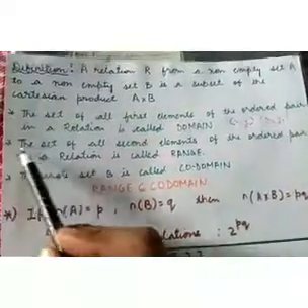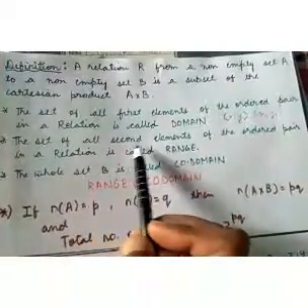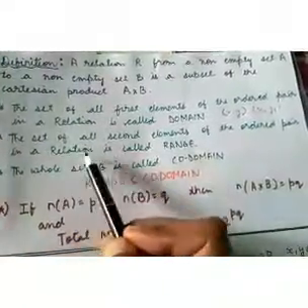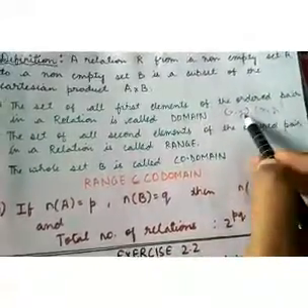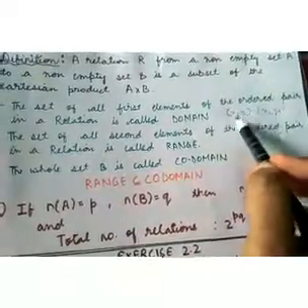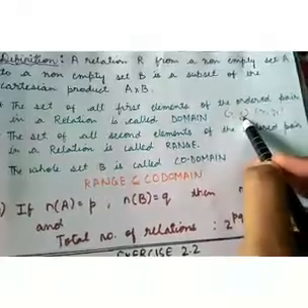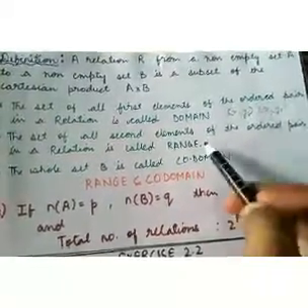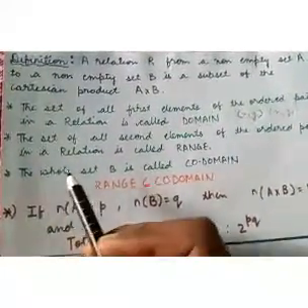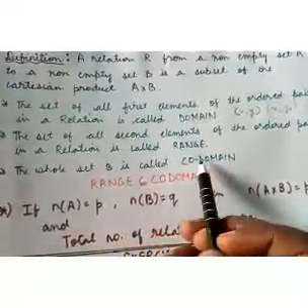Then, the second point is the set of all second elements of the ordered pairs in a relation is called the range. That is, here we have y1, y2, and so on. So the second elements of the ordered pairs, that is y1, y2, and so on, their set is known as the range. And the third point is the whole set B is called the codomain.